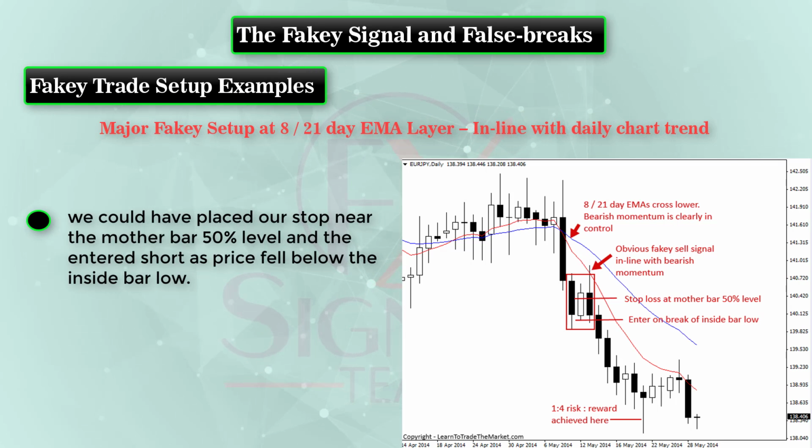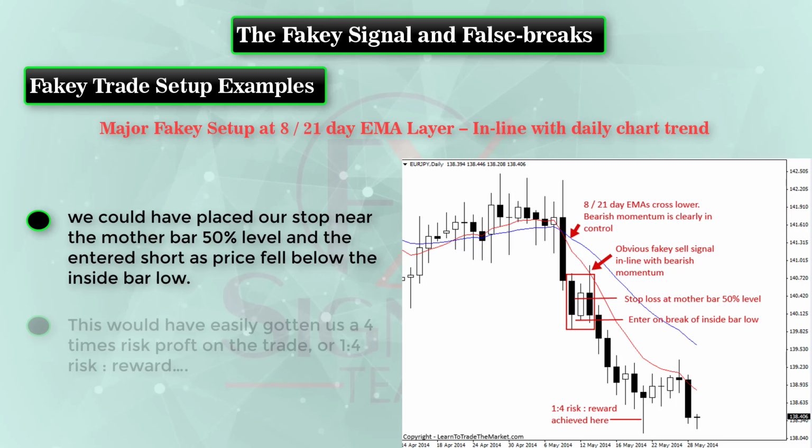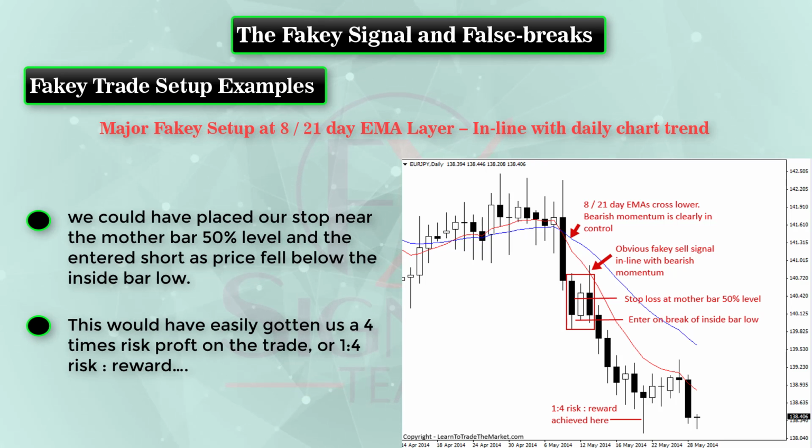We could have placed our stop near the mother bar 50% level and then entered short as price fell below the inside bar low. This would have easily gotten us a 4 times risk profit on the trade, or 1-to-4 ratio risk reward.